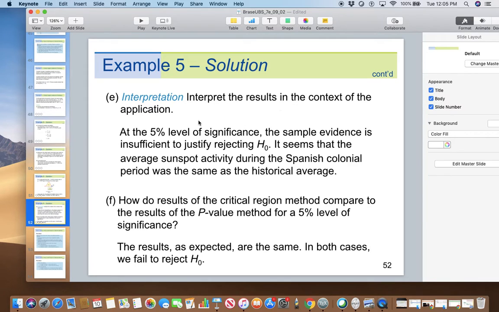Interpretation. Interpret the results. At the 5% level of significance, sample evidence is insufficient to justify rejecting H0. It seems that the average sunspot activity was the same as the historical average. How do the results of the critical region method compare to the results of the p-value method? The results are the same. In both cases, we fail to reject H0.